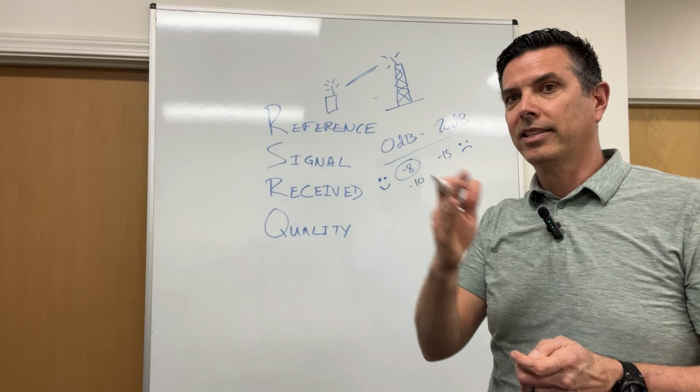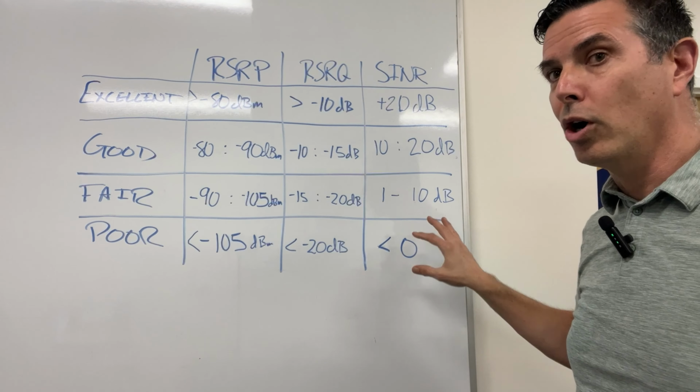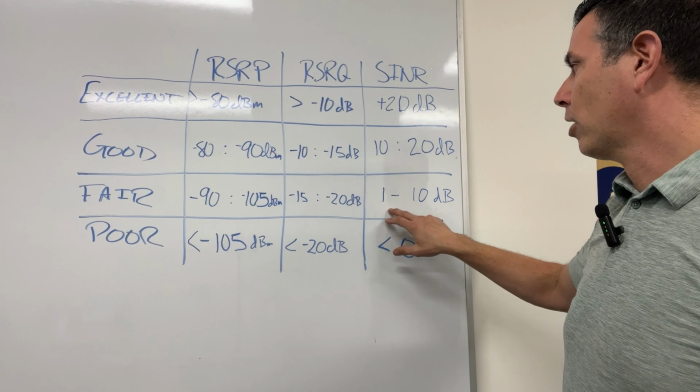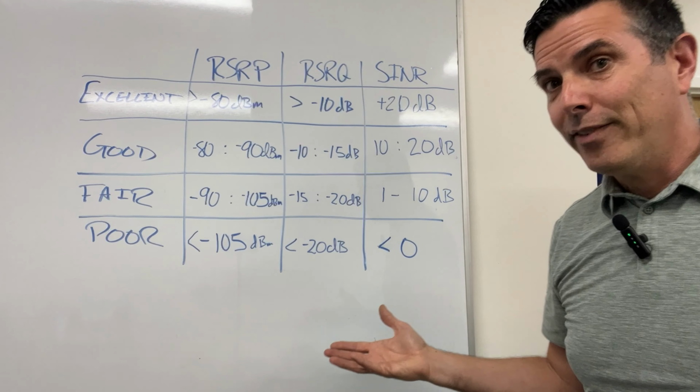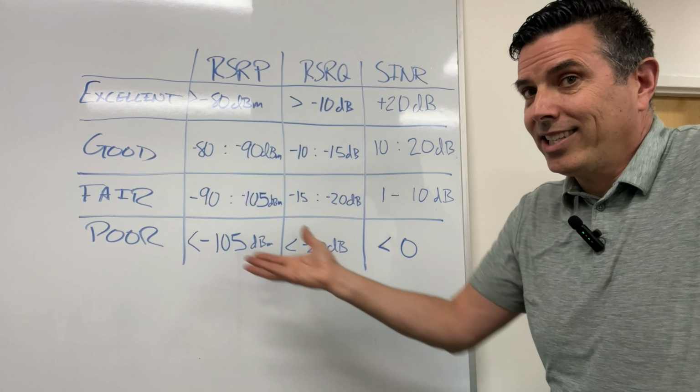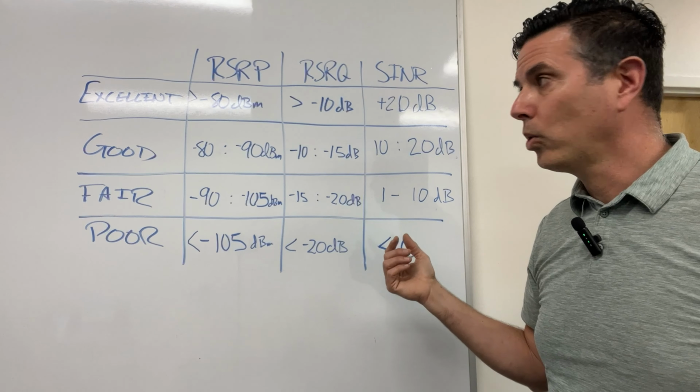For SINR, that ratio of signal to interference and noise, you're looking for positive. Number one, if it's negative, it is bad. It's below poor. Anything below 0 is bad. SINR from 1 to 10 is fair. 5 or 6 SINR, that's okay. That's in that fair range. It's going to work okay. You'll have okay audio quality.